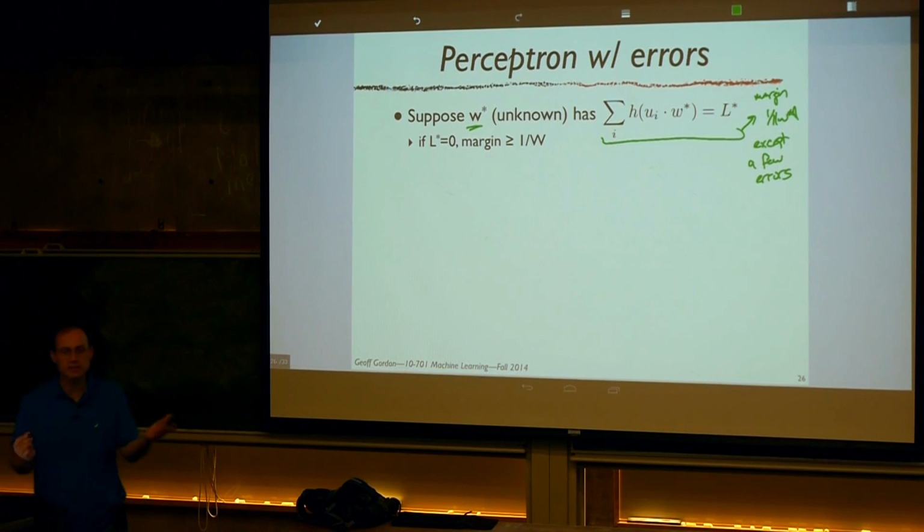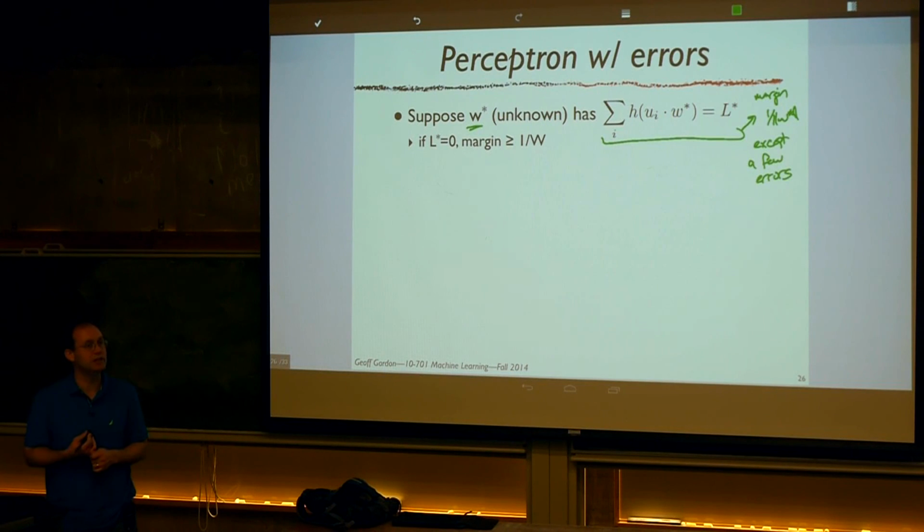And it actually means something slightly stronger than only a few errors, right? It means only a few margin errors, only a few points where we get on the wrong side of the margin. And it also means that none of the margin errors can be too huge, right? So if the sum L star is bounded, that means that we can't make huge margin errors on any individual training points, right? So this is a weaker assumption than we made before, right?